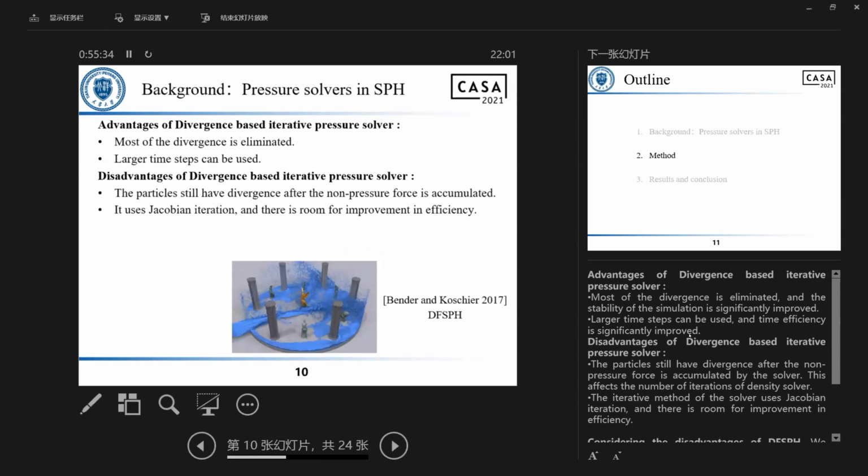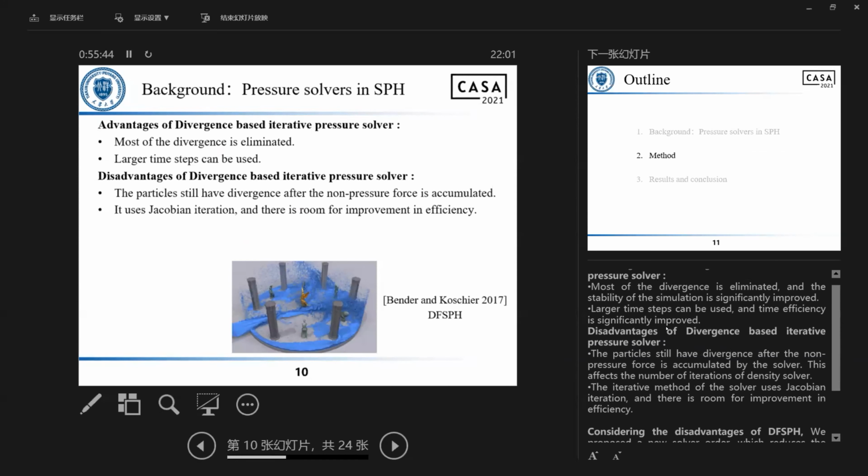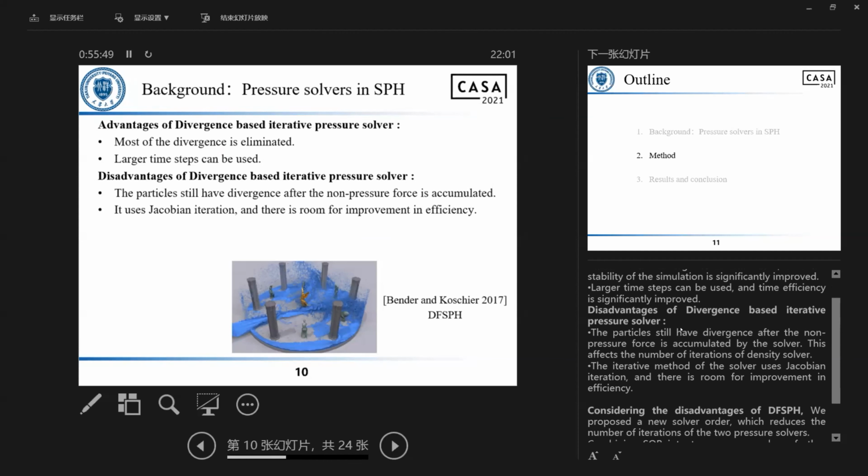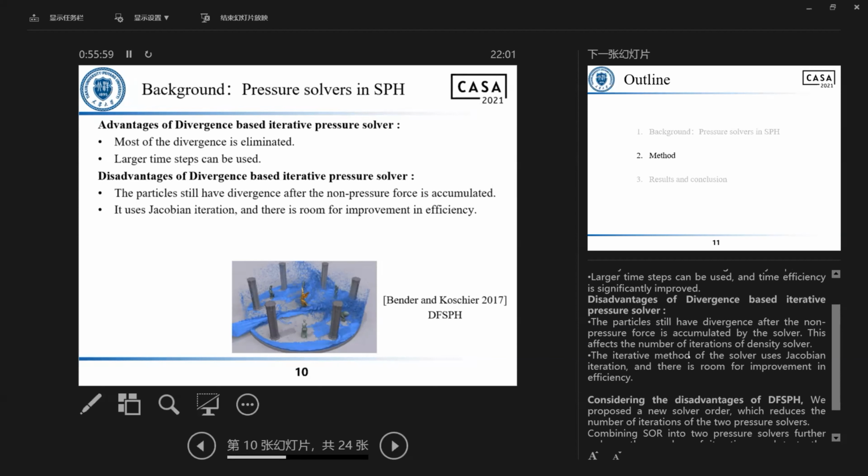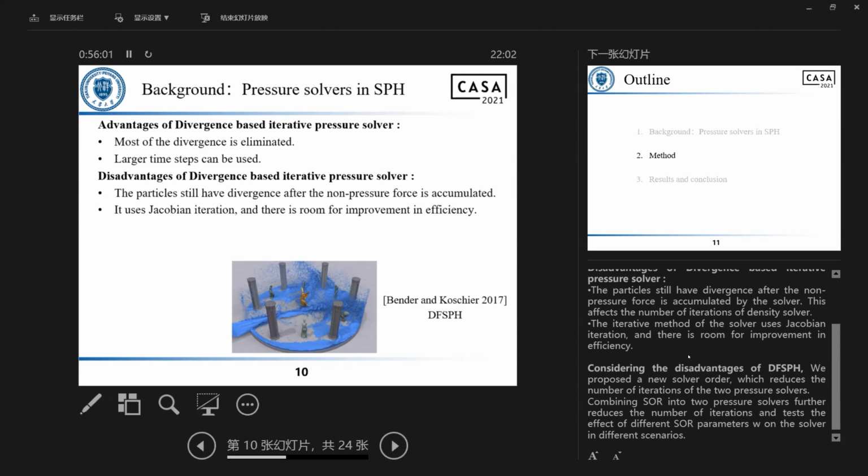The advantage of this method is that most of the divergence is eliminated, and the stability of the simulation is significantly improved. Larger time steps can be used, and time efficiency is significantly improved. The disadvantage is that the particles still have divergence after the non-pressure force is accumulated by the solver. This affects the number of iterations of the density solver. The iterative method of the solver uses Jacobi iteration, and there is room for improvement in efficiency.